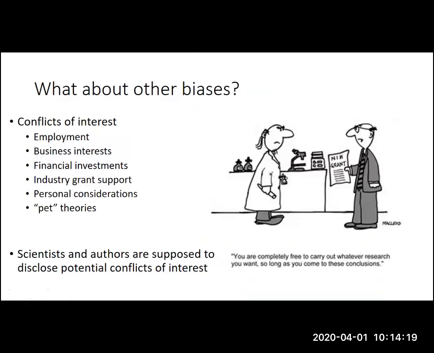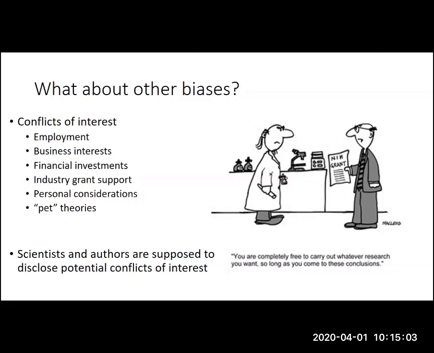And then finally, I want to talk about other potential biases. As you've read the scientific papers this semester, you take a look at the acknowledgments. What you're often going to see is that the scientists and authors disclose where the funding for the study is coming from, who was involved with the study, what was their role within the study, and ideally identify if they have potential conflicts of interest. And so conflicts of interest are things that could either intentionally or unintentionally generate biases within an individual. So examples of conflict of interest would be employment, business interests, financial investments.